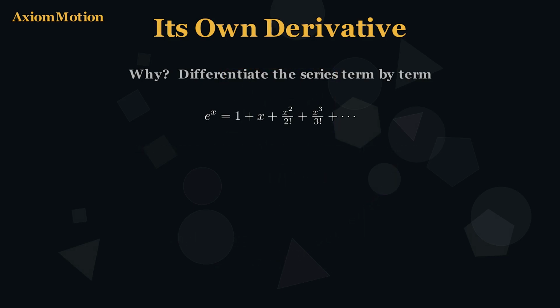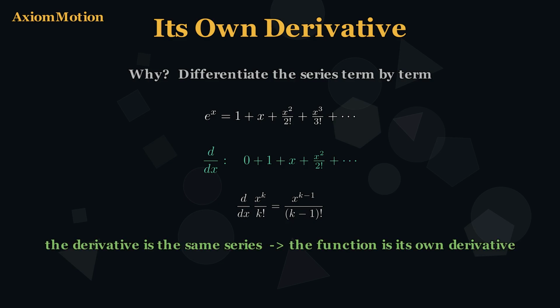e to the x is 1 plus x squared over 2 factorial plus x cubed over 3 factorial, and so on. Now differentiate it term by term. The 1 vanishes, x becomes 1, x squared over 2 factorial becomes x, and in general x to the k over k factorial becomes x to the k minus 1 over k minus 1 factorial. Look closely. That is the very same series we started with. Differentiating it gives it right back.